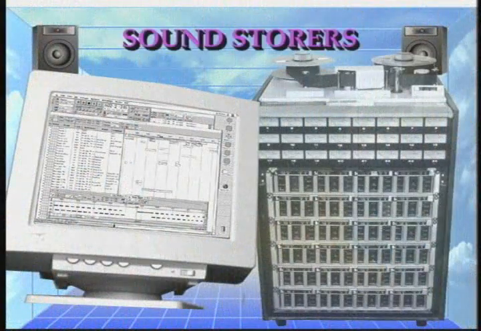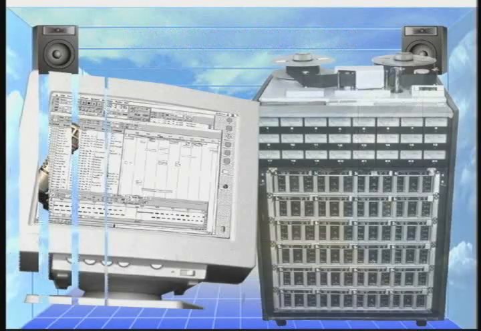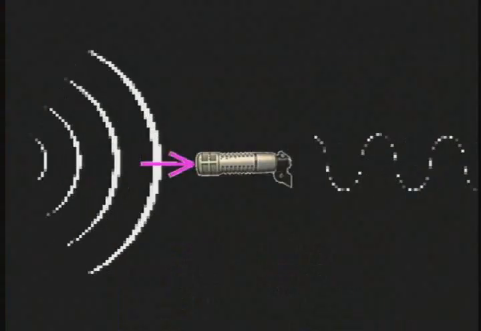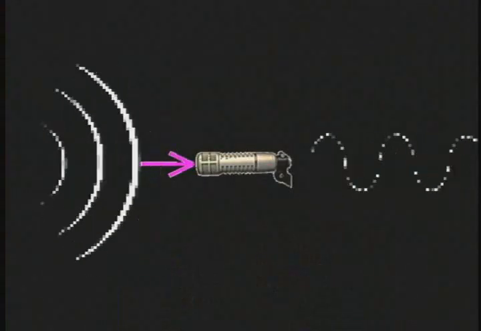Sound storers store sound. Tape players store digital or analog sound. Sequencers store MIDI information. Sound transducers are equipment that take one form of energy and change it into another form of energy. Microphones take mechanical energy or sound waves and change them into electrical energy. Speakers take electrical energy and change them into mechanical energy or sound waves.